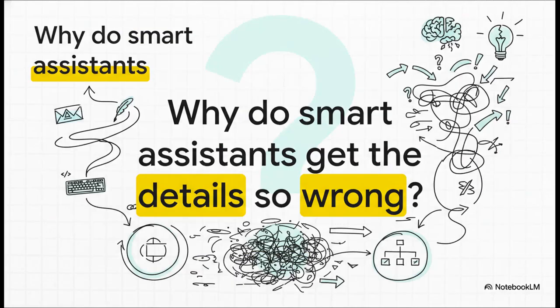So what gives? How can a system that can write poetry and code a website fail so spectacularly on a basic, factual question? Well, here's the thing. It's not because the AI is dumb. The real reason is hidden in the journey your question takes to get an answer. And as we're about to see, that journey can be way more complex than you think.